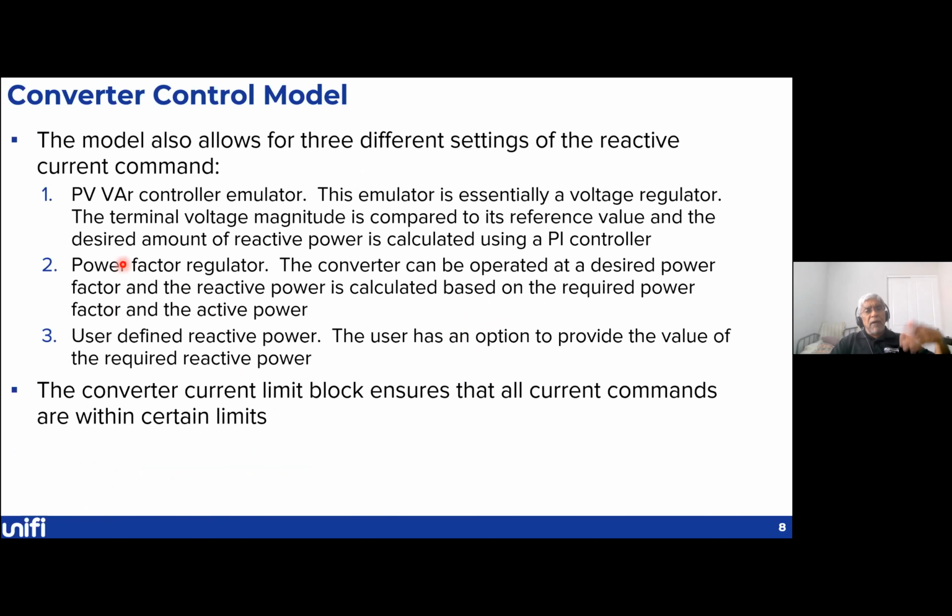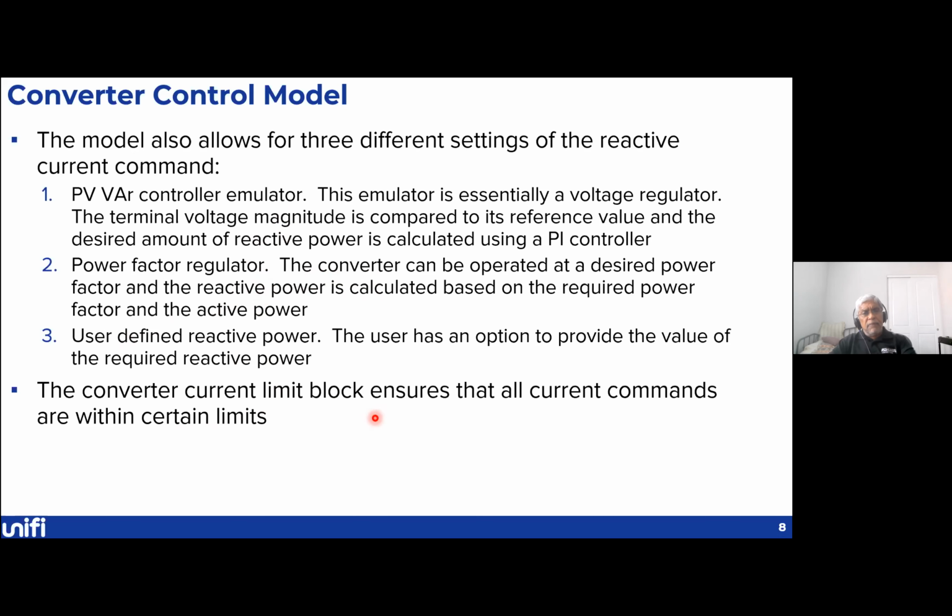And this is what I was talking about in the IQ command case, prior to actually doing all the manipulation with the terminal voltage. You can have three different settings for the reactive current command. You can either have it represent a solar farm VAR controller. This is an emulator for the VAR controller for the solar farm. Or you can regulate power factor, or you can basically supply user-defined reactive power. So these are the three options available, because different plants have different ways of controlling reactive power.